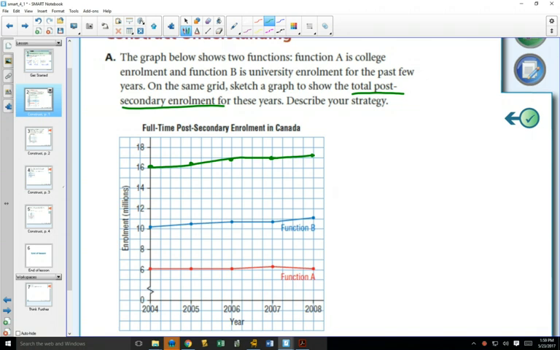What did we do? All we did when adding graphs is you're just adding the y values. One graph plus another graph to find out what that would equal to. All we're doing is adding our y values to see what it would look like.